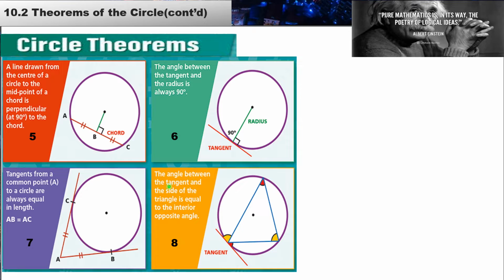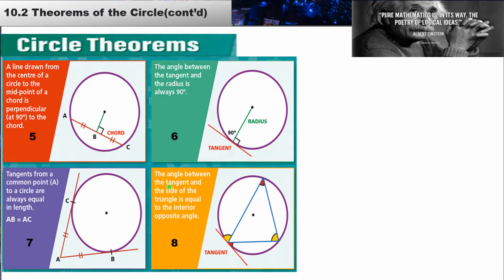Next, we have theorem 8. The angle between the tangent and the side of the triangle is equal to the interior opposite angle. So let's start with the tangent, this red line here. What you're looking at in the circle, well, we could call it a cyclic triangle, okay, because all the vertices of the triangle actually touch the circumference. All right, so that makes it a cyclic triangle.